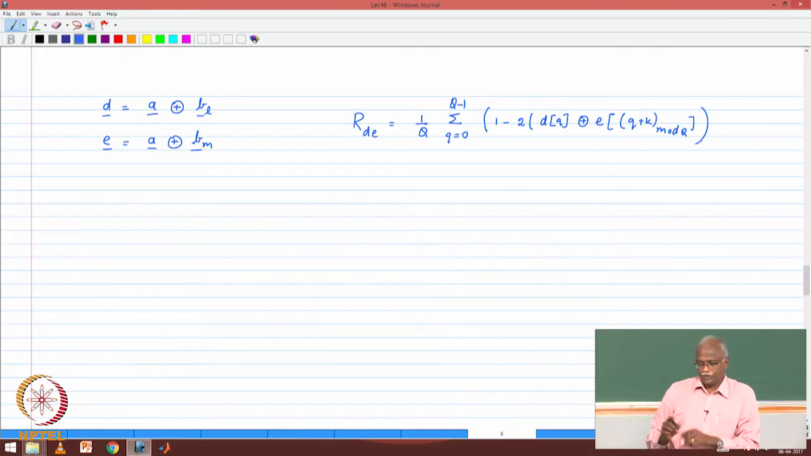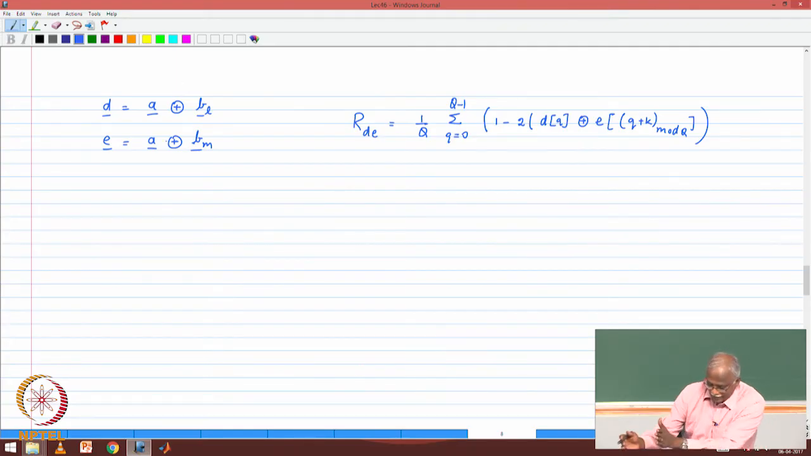Okay? So this is the correlation. I believe we derived a similar expression yesterday while proving the property, so I will skip the unnecessary steps.